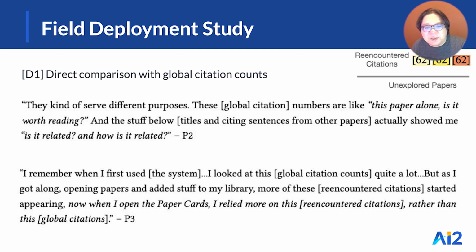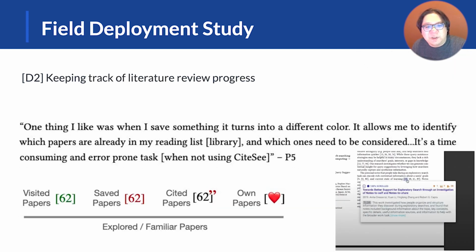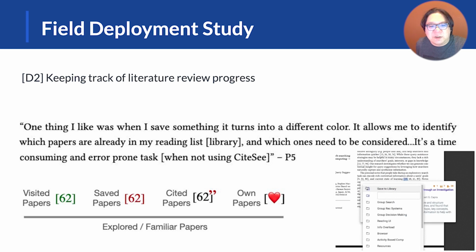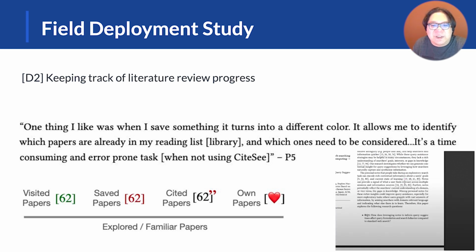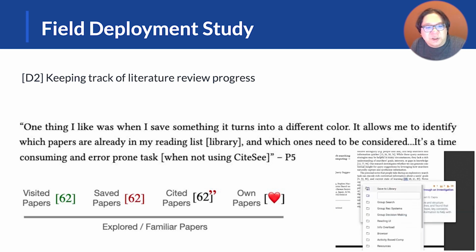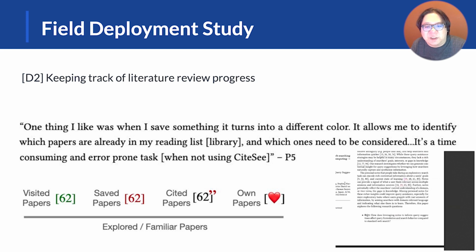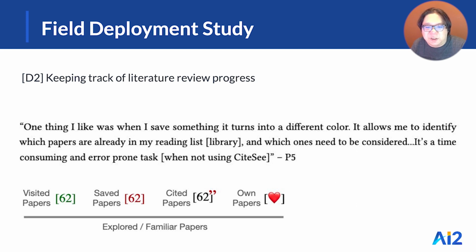P3 additionally said that they relied on CiteSee highlights more than the global citation count as they continued to build up their reading history. Participants also used the familiar paper augmentations to keep track of their exploration. P5 said, "I like it when I save something, it turns into a different color so that I know which citations were already saved and which need to be considered."